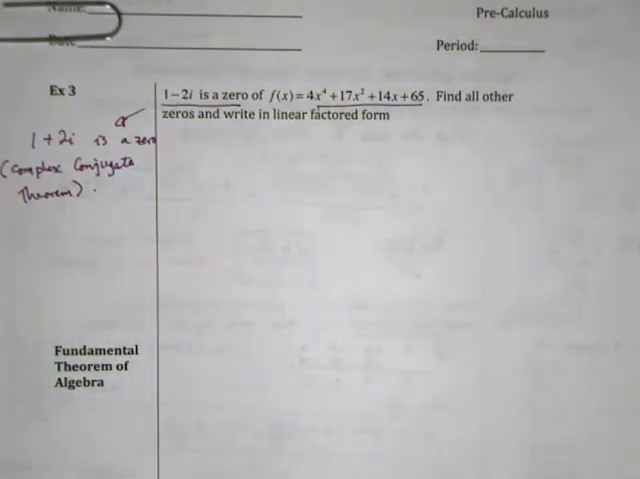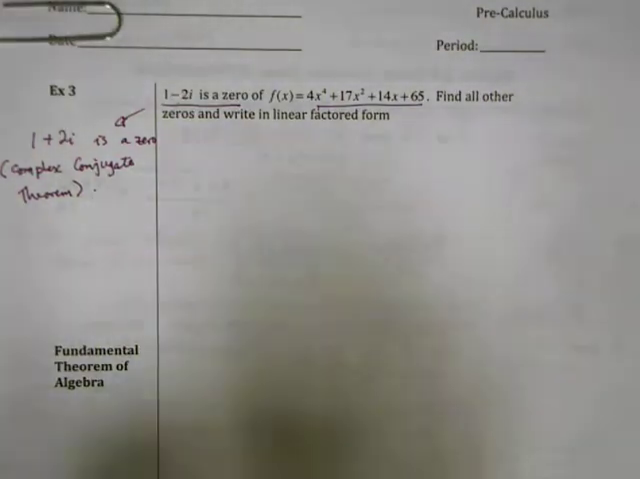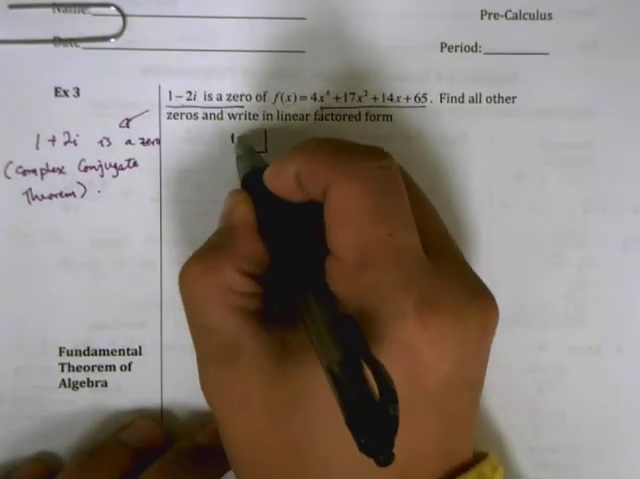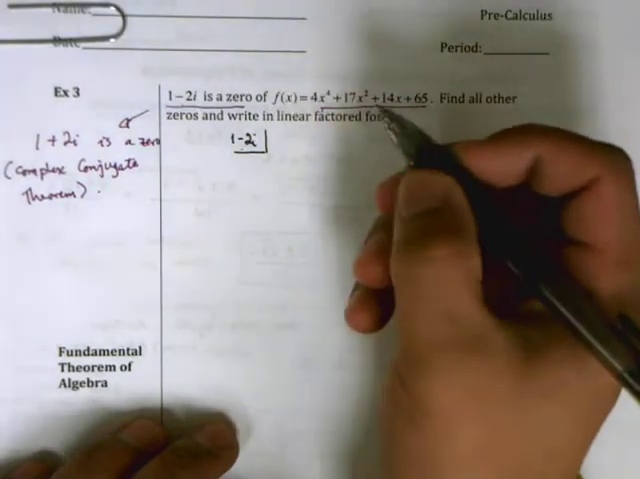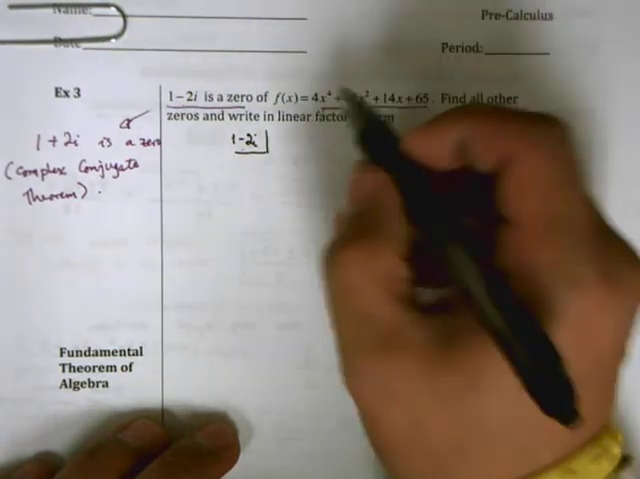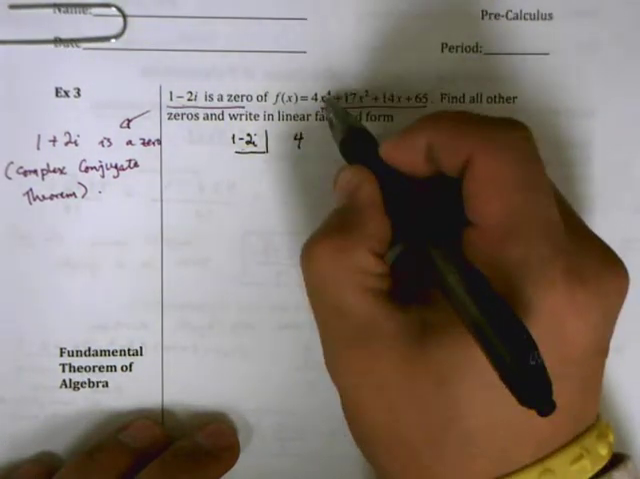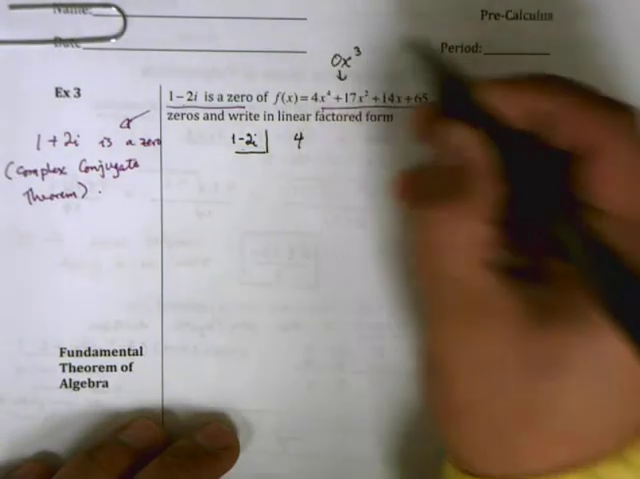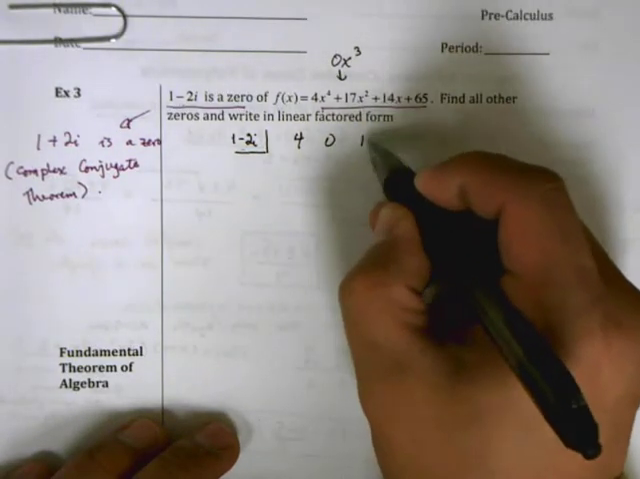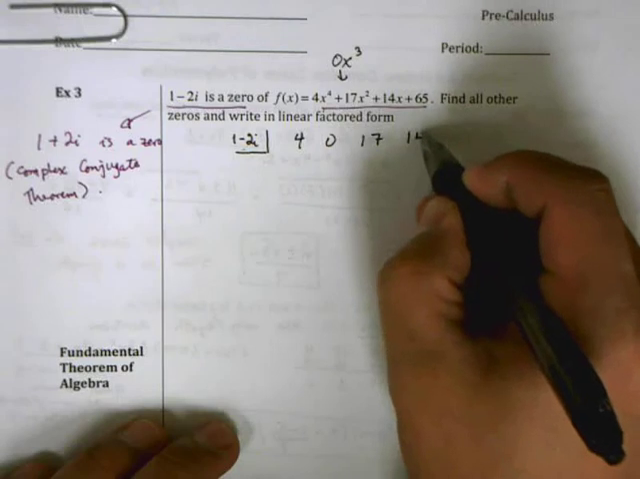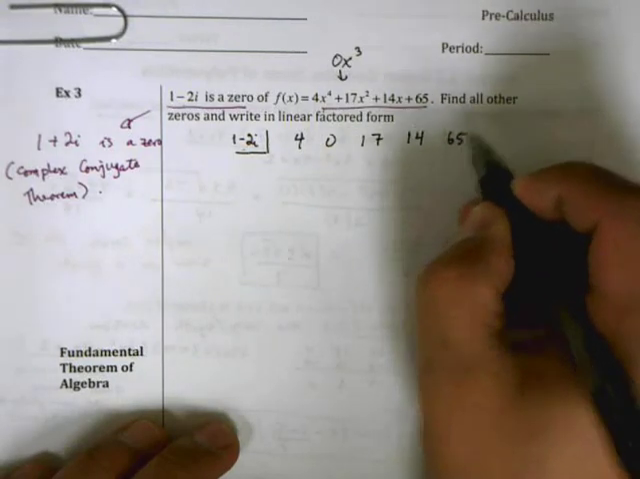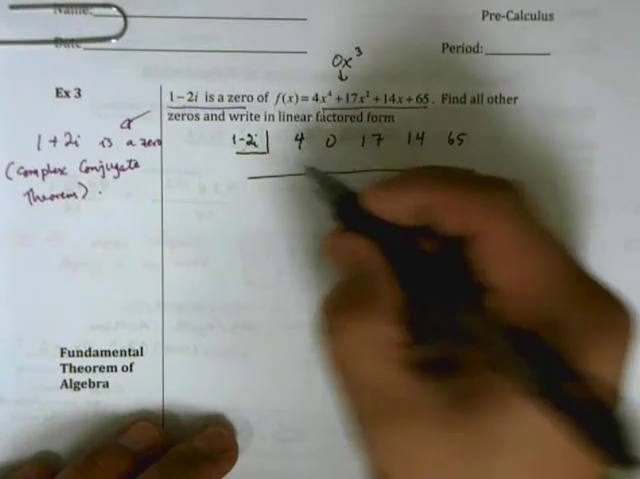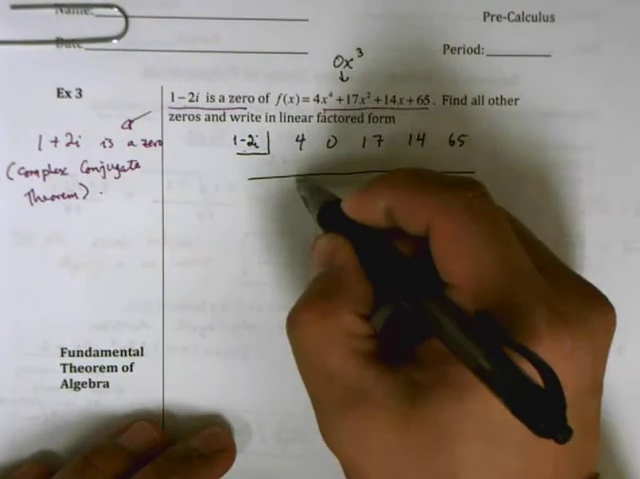And so to do that, we're going to start out by doing synthetic division. It's going to seem a little bit weird that we're doing synthetic division with complex numbers, but the same rules apply. There's nothing wrong with doing this. So this is x to the 4th. Remember, I don't have an x to the 3rd, so I have to write in the placeholder here, 0x to the 3rd, 17x squared, 14x, and then 65. And then I'm going to just apply the same rules. 4, bringing this down.